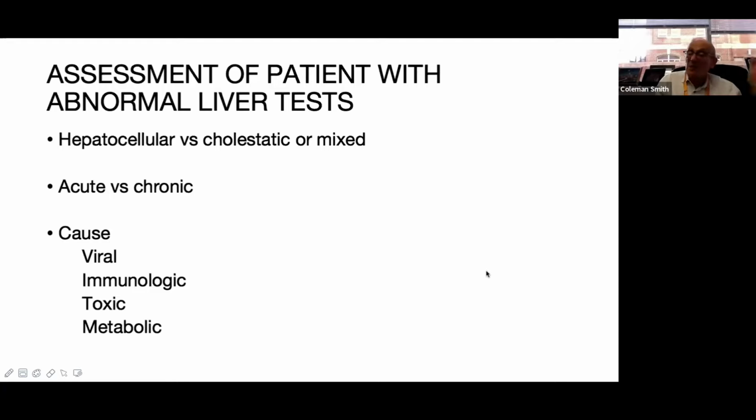And then the next thing you want to look at is what could be causing this. I'm not going to go through a list of all the etiologies of abnormal liver tests, but I think of it in terms of viral, immunologic, toxic, and metabolic, and included in the metabolic category, not only NASH, but some of the congenital or inherited conditions such as hemochromatosis, Wilson disease, and so on. And depending upon the clinical context, alpha-1 antitrypsin deficiency is another one that you should always keep in mind.